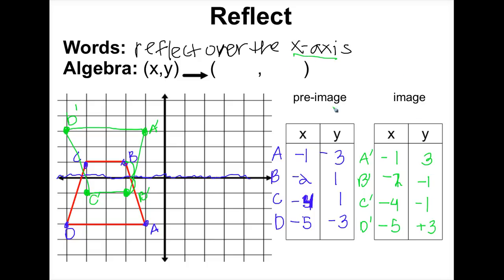So we reflected over the x-axis, and let's take a look at what happened. My x's stayed the same. Look at my y's. Did every single y become the opposite? Sure did. So our algebra, our x stays the same, our y becomes the opposite of y. It's a little bit trickier because our shape crossed over through the x-axis, but if you just focus on reflecting point by point, it's not bad at all. Hit pause, get that copied, and we'll try another one.